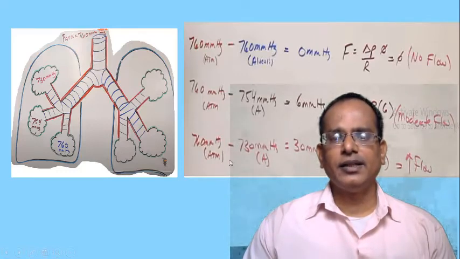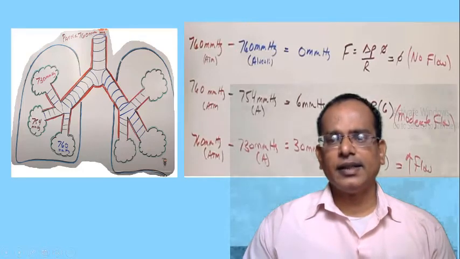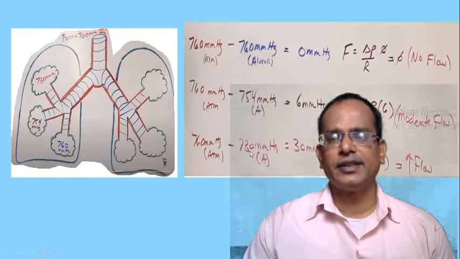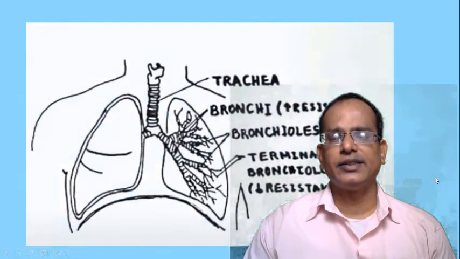Another one: when the pressure is 730 mmHg, what is the airflow? The differential pressure is 760 mmHg minus 730 mmHg, which is equal to 30 mmHg. That means the flow rate will be increased. So with the help of this, we can easily identify the calculation.